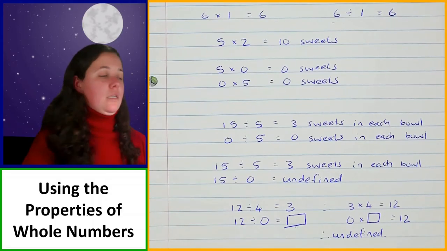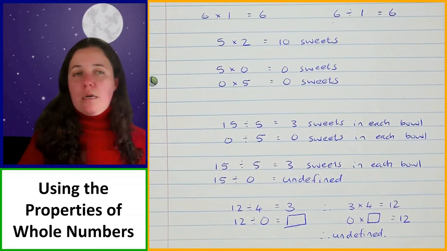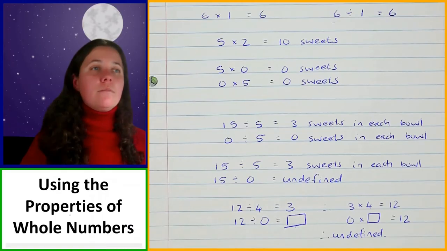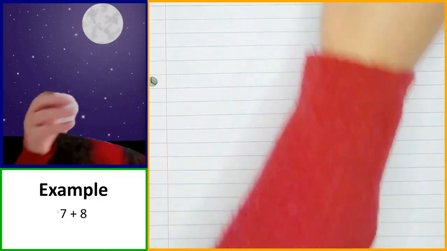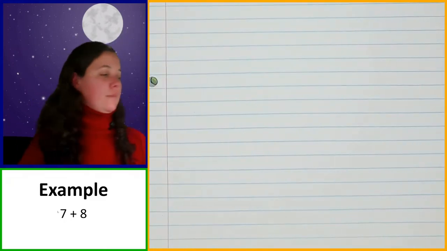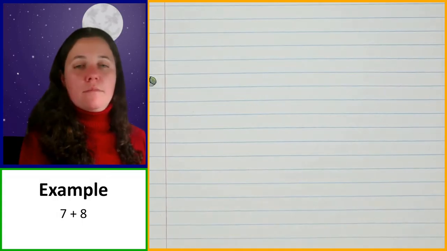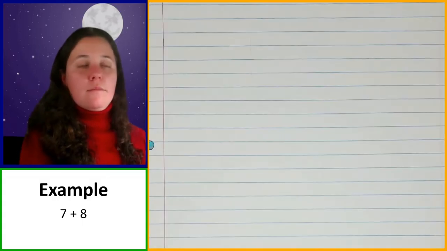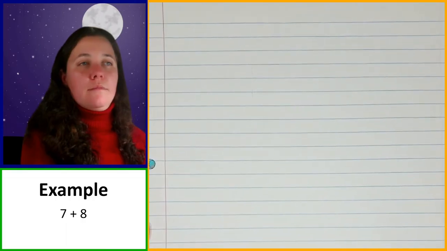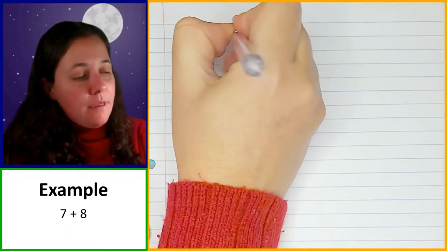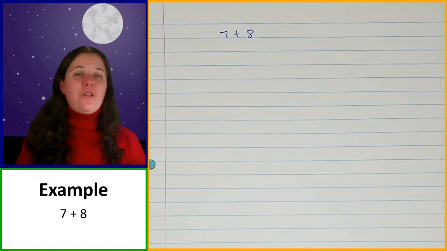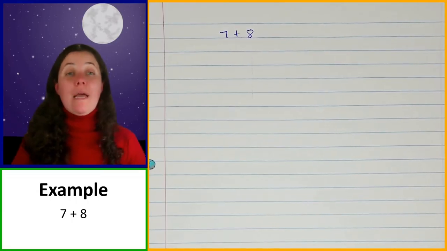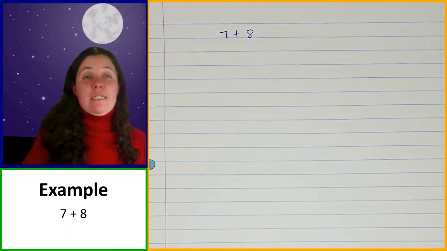Okay, so the first example is just a very simple 7 plus 8. Okay, so we've got 7 plus 8. Now, this is, like I said, very simple. I'm sure that you know the answer for this, but I want to show you that you can calculate this in more than one way by using the properties that we have learned.